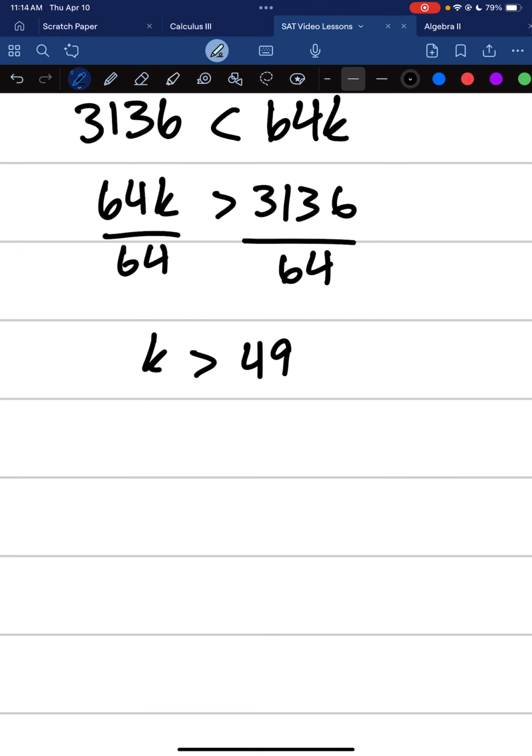Because although k could be 51, we want the least possible value of k. K can't be equal to 49 because it has to be greater than 49, right? And the smallest integer that's greater than 49 is going to be 50. So that's what our k value is going to be.